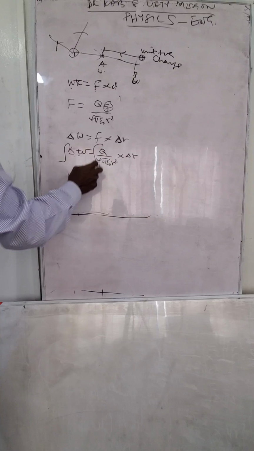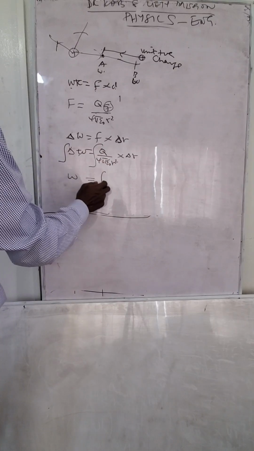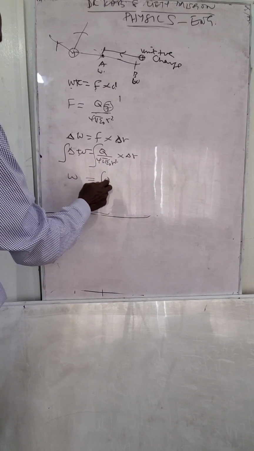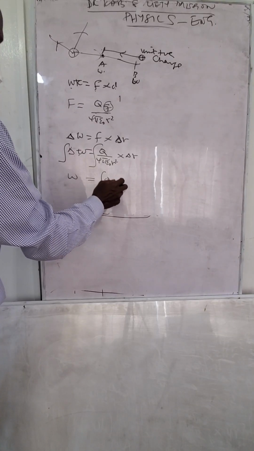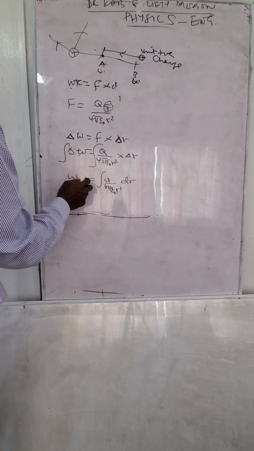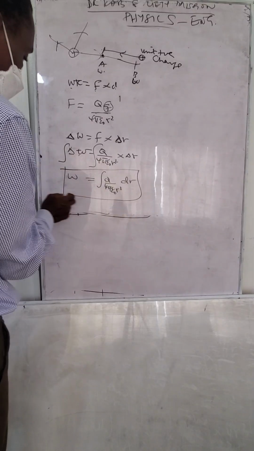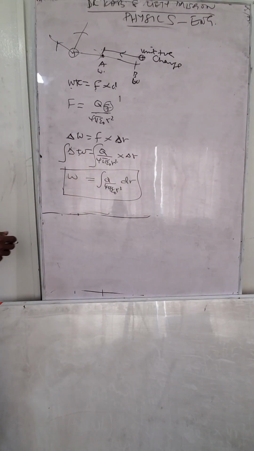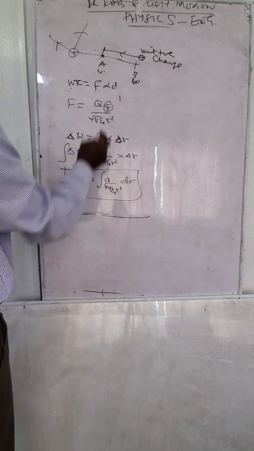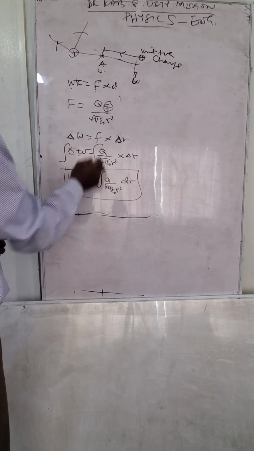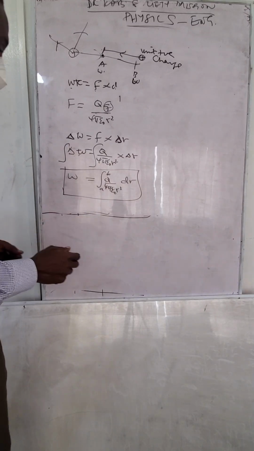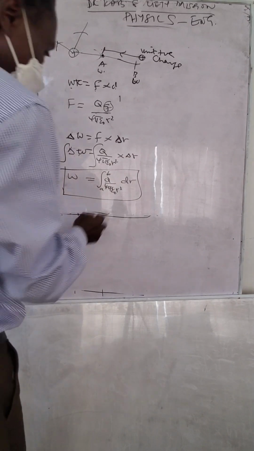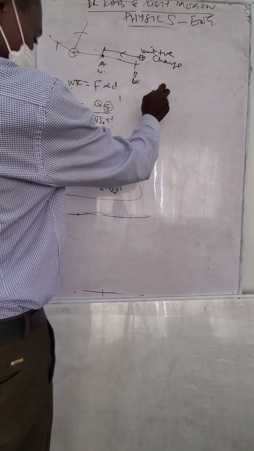So if we integrate this side and that side, this is going to give us work done, which is W. And the integration of that is going to give us Q over 4 pi epsilon naught r squared dr. So this is the formula that we have here. We integrate this with respect to the distance. Let's say distance is from A to B.